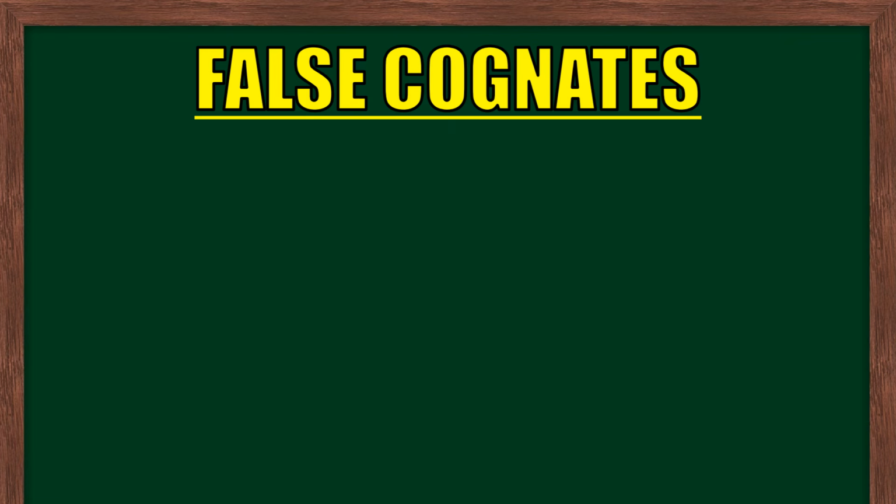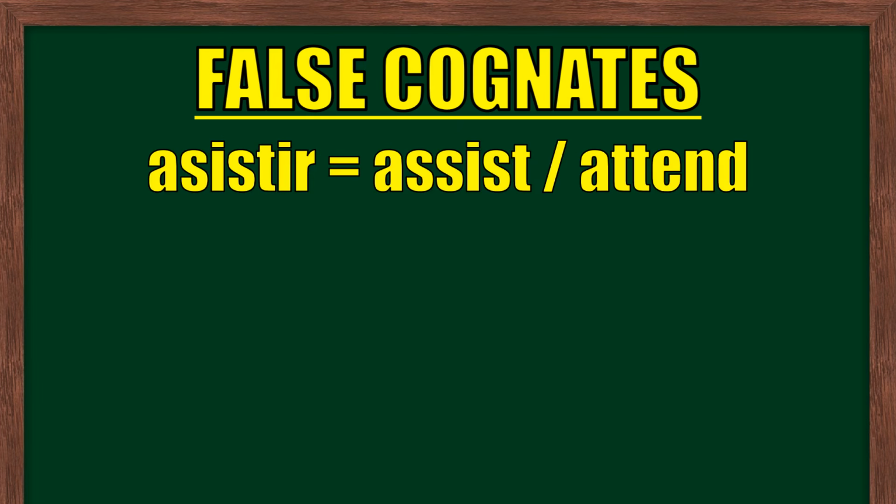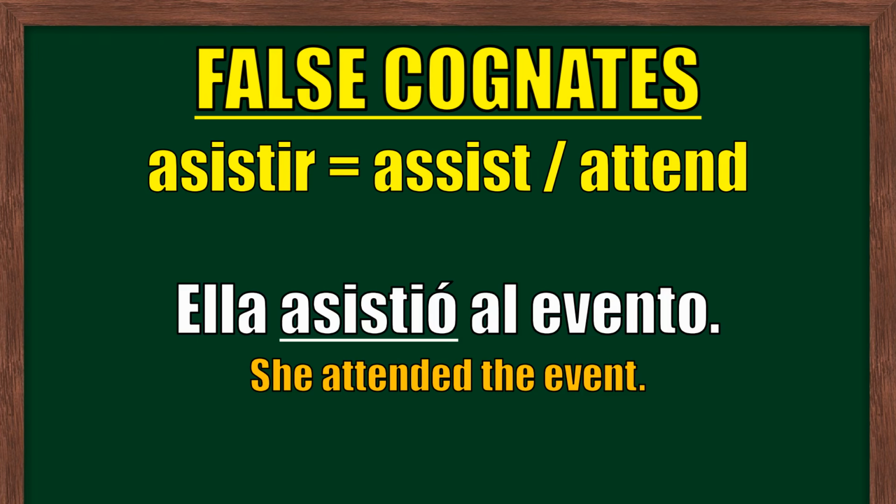We also have the word asistir. Asistir does mean assist, but it also means attend. So watch out with this one. This is one of those false cognates that does mean the same as its English version, but it has another meaning that it does not have in English. Asistir means assist and attend. Ella asistió al evento. She attended the event. Asistir, assist, and attend.